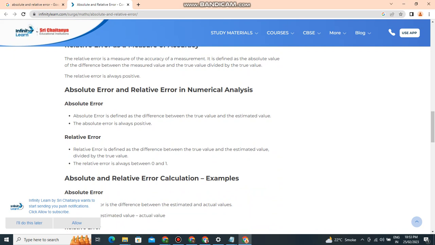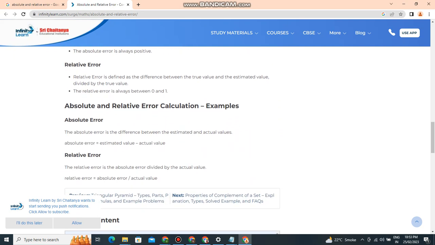Absolute and relative errors in numerical analysis. Absolute error is defined as the difference between the true value and the estimated value. The absolute error is always positive. Relative error is defined as the difference between the true value and the estimated value divided by the true value. The relative error is always between 0 and 1.